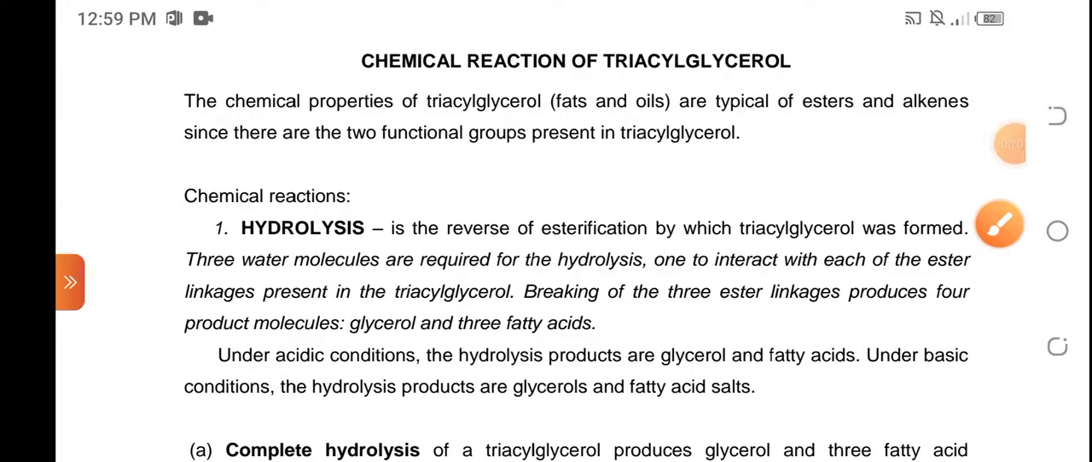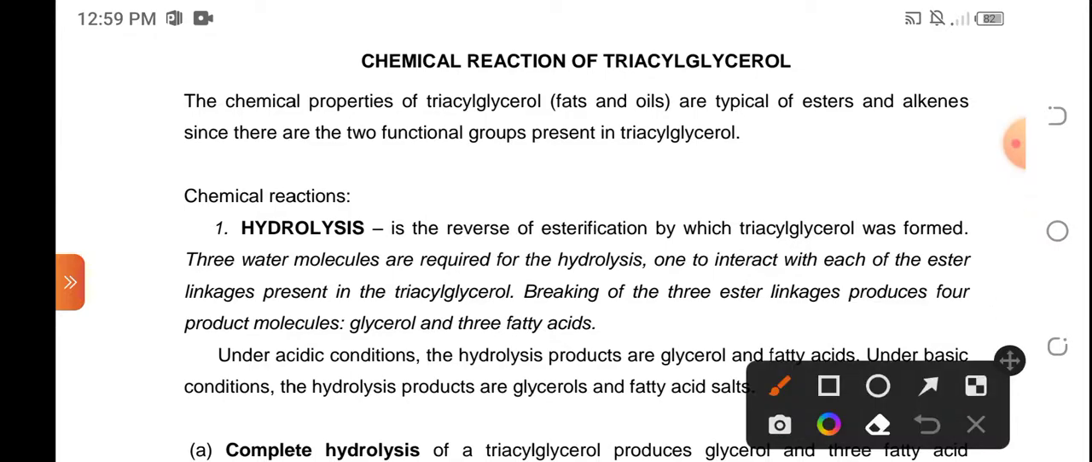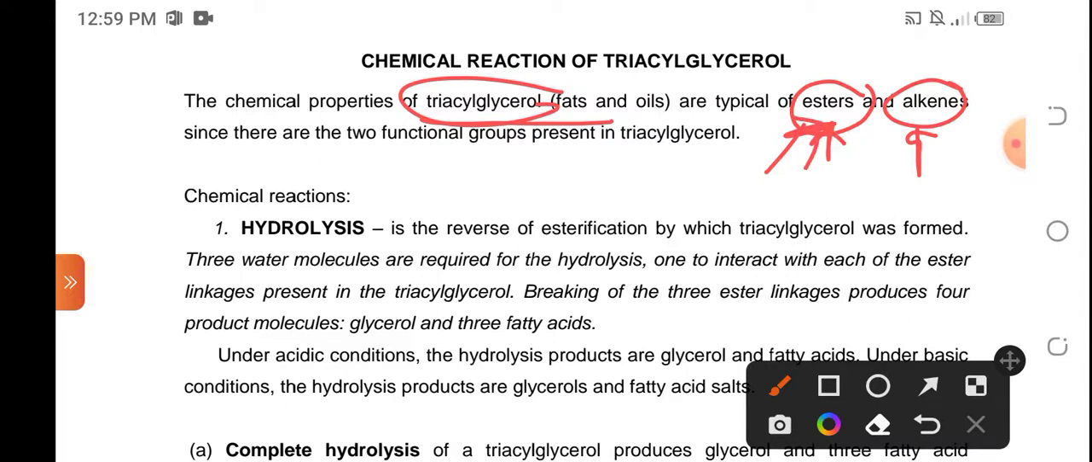Okay, chemical reactions of triacylglycerol or TAG. So, triacylglycerol, which is eventually the fats and the oils, reacts like an ester or alkenes because whatever is the functional group for ester and alkenes, yun din yung makikita dun sa triacylglycerol. Recall that ester linkage is present in the triacylglycerol between the glycerol and the 3 fatty acids. And alkene is present in the carbon to carbon double bond present in the fatty acids.